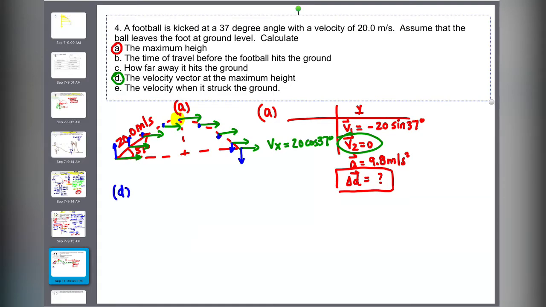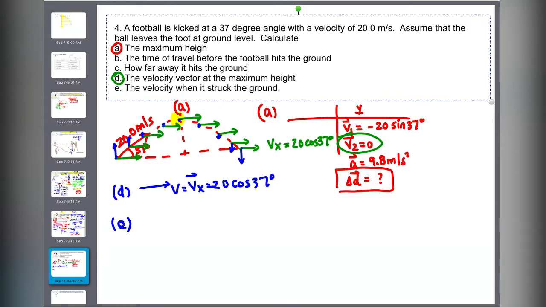So what that means is for part D, to figure out the actual velocity at the maximum height, it is basically going to be only the x, because right at that point I don't have a velocity that's coming down. So I only have the x direction. This is the only one that I have, which means the overall velocity equals Vx, which equals 20 cosine of 37.